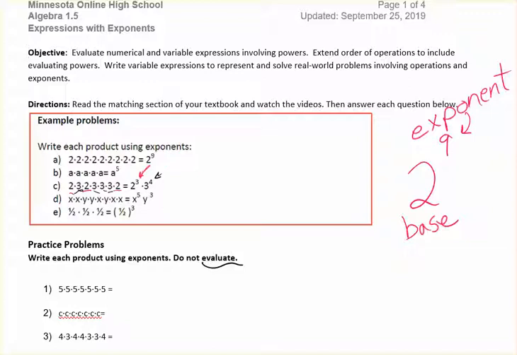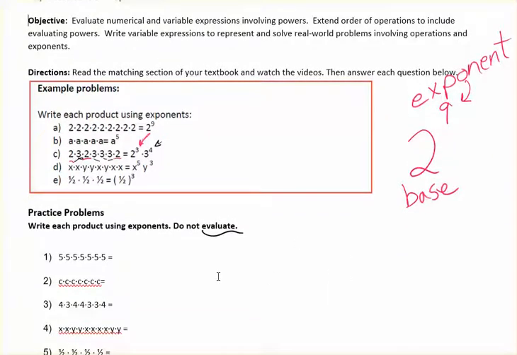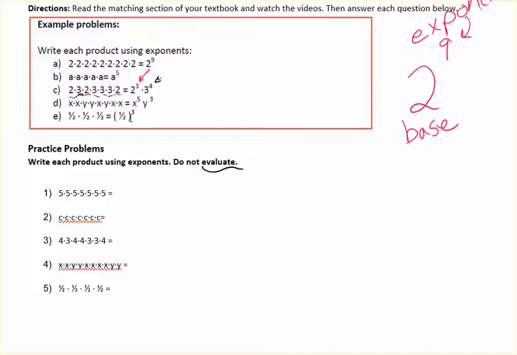Look at E. It's 1/2 times 1/2 times 1/2. Leave the 1/2 as a fraction, and the exponent will be 3. So it's a base of 1/2 to the 3rd power. It's fine to have bases that are fractions like that. So you're going to do 1, 2, 3, 4, and 5 that are very similar to these examples, and write them with exponents. Do not evaluate.